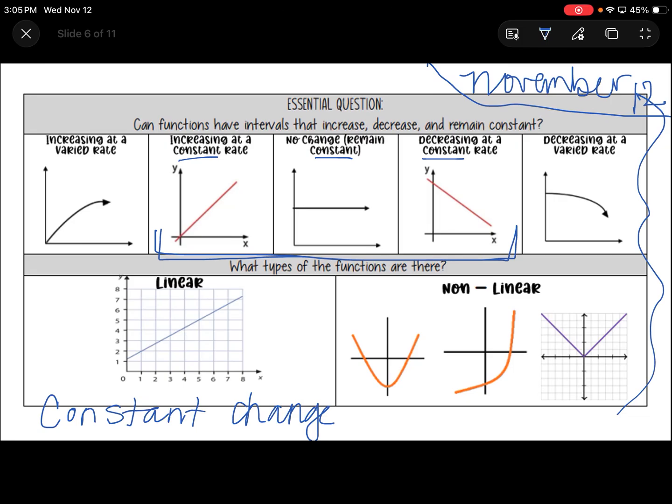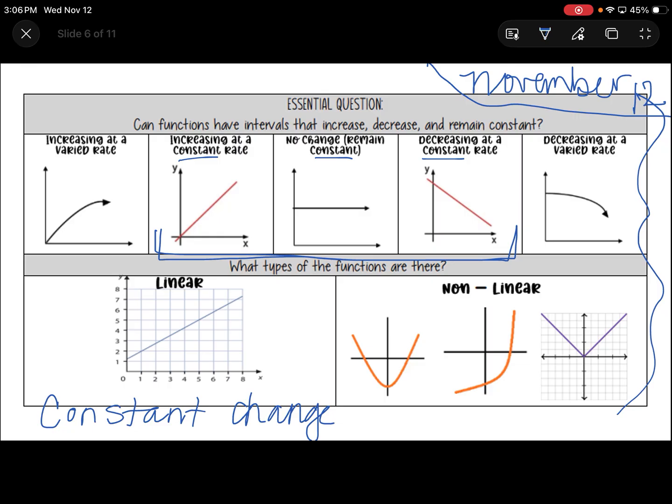Again, so this one is changing at a varied rate, and this one is a constant rate of change, okay? Anytime the change is constant, it's going up by 2, it's going up by 12, it's going up by a half, it's going down by 4, it's going down by a third. If it's going down the same over and over, that will make a line. If it's changing, not going down the same, then it falls off. And that's a varied rate, and that makes it nonlinear.